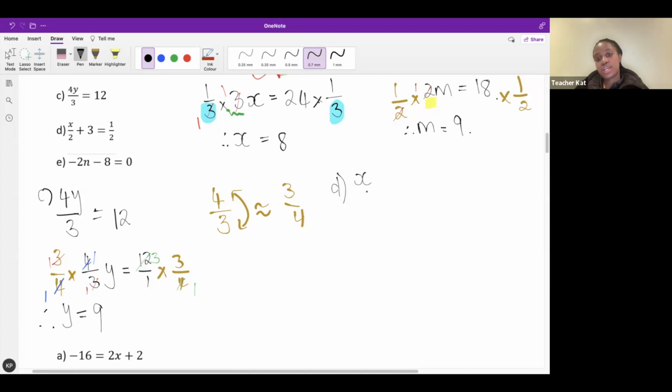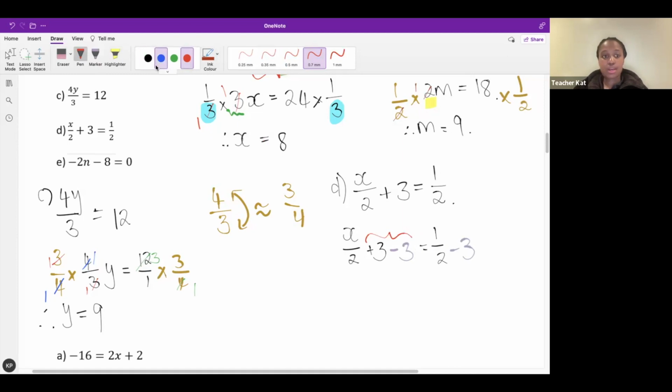Let's check with D. X over 2 plus 3 equals 1/2. Okay, we have a 3. Inverse, I need to use the correct terminology. It's an additive inverse. What is the additive inverse for plus 3? That's minus 3, because we're getting rid of it. And whatever I do on the left, I have to do on the right. So I'm subtracting 3 from both sides. What are these 3's going to do? I have a positive 3 minus 3 over here.